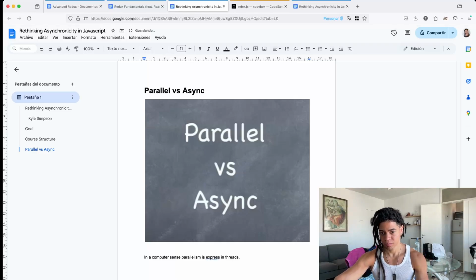Most commonly expressed through threads. The idea that I could have one thread on one CPU core in my system and another thread.